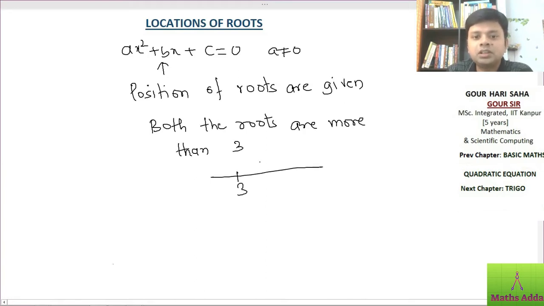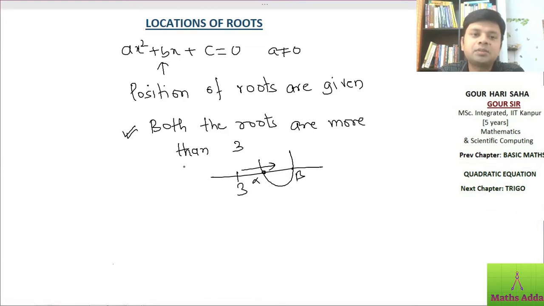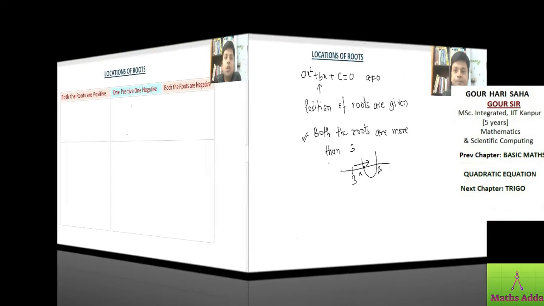Means what? If it is 3, this will be like alpha here, beta here. So this is telling us about the position of alpha and beta. In this example, alpha and beta both are on the right hand side of 3, right? So they will be giving you some information about the position of roots and then they will be asking for a relation between a, b and c. So let's see.